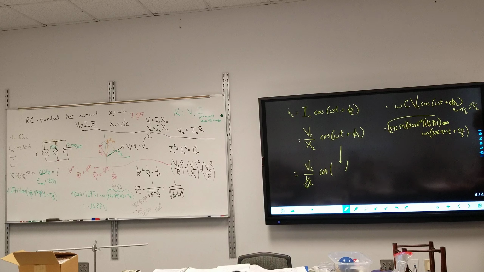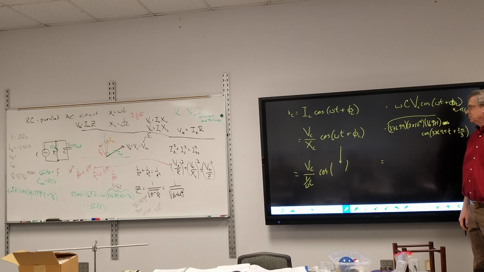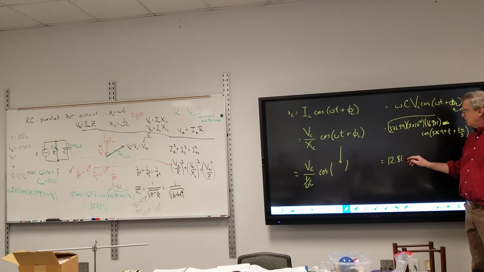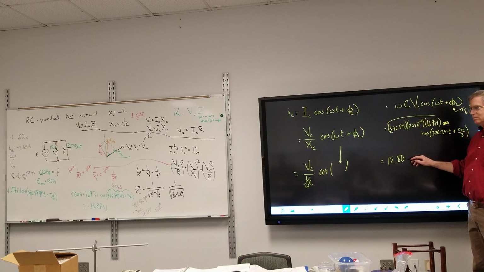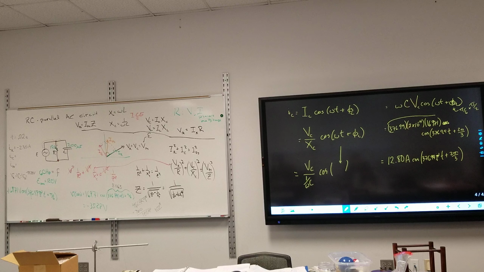So what is the amplitude of the capacitive current phasor? Just the amplitude. It's 80 amperes, times the cosine of 376.99 radians per second times time plus 2 pi over 3. There's my equation for the current across the capacitor.